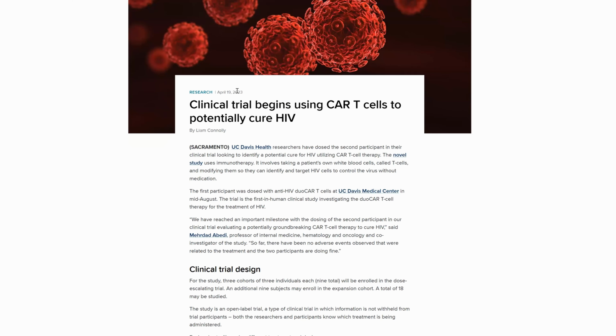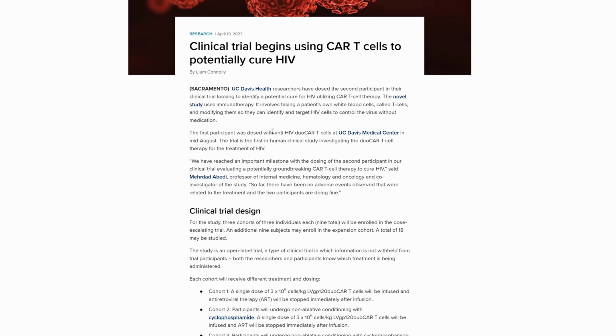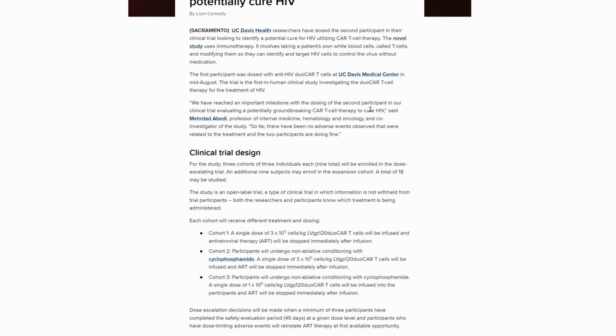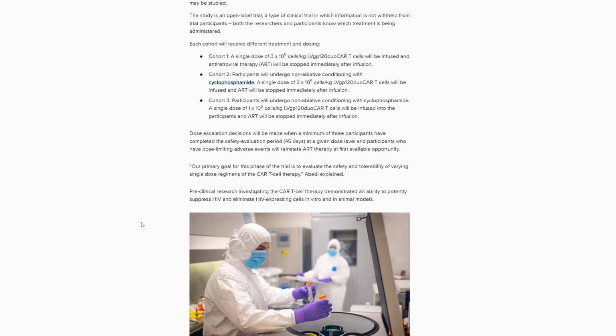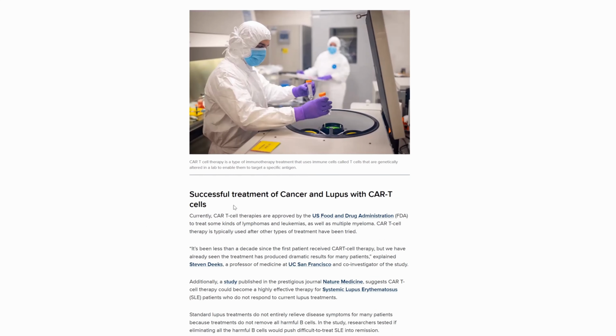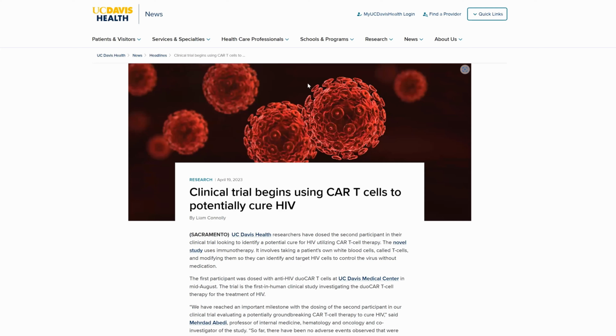Then on April 19, 2023, they announced that a clinical trial begins using CAR T cells to potentially cure HIV. So they expanded upon that. They have not yet given information on how exactly it works, but they spoke about recruiting patients, and around 18 patients will be studied. Cohort 1, cohort 2, cohort 3. They're talking about dividing those 18 into groups of 9 each. So there'll be 3 groups with different doses, to see how it's going to work. They are deriving this idea based on the successful treatment of cancer. So that's what they are trying to do.